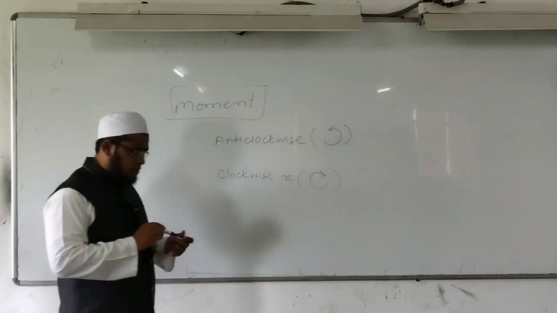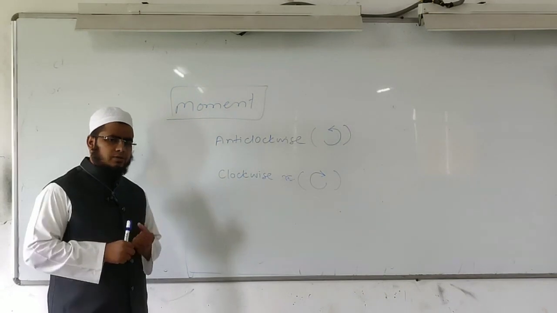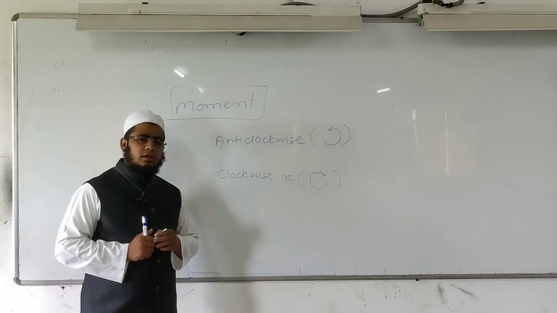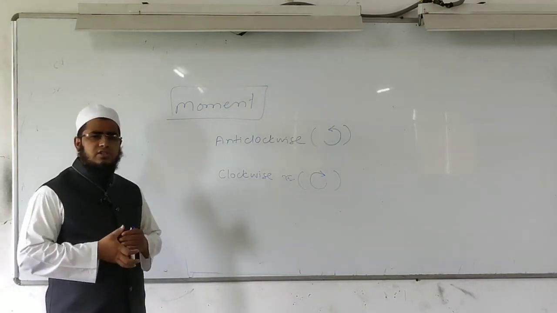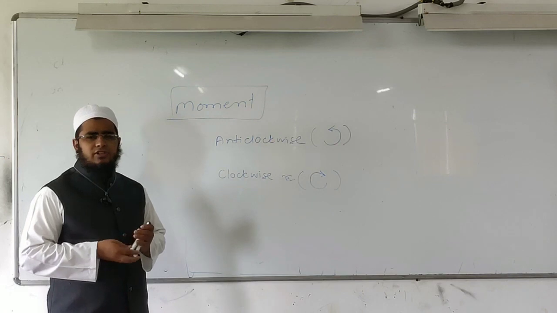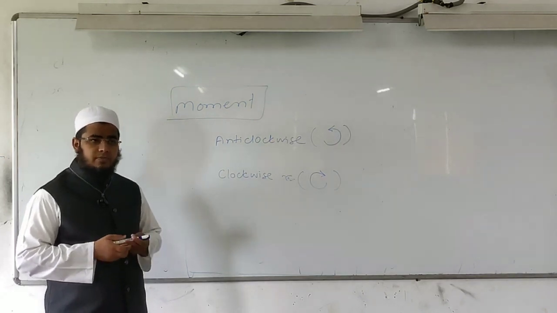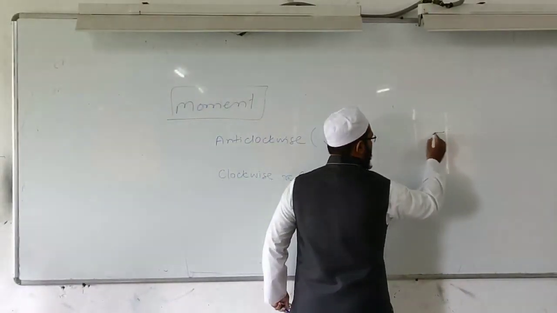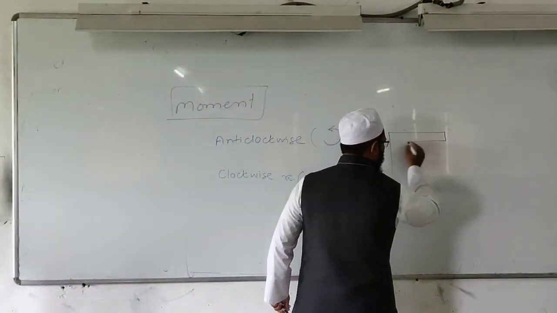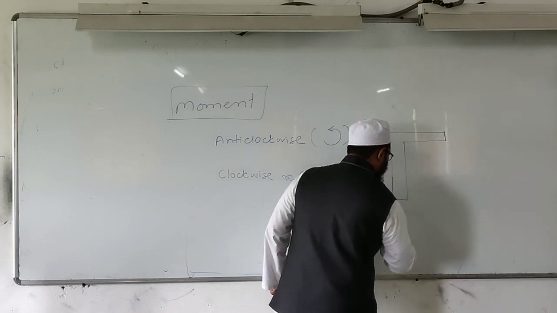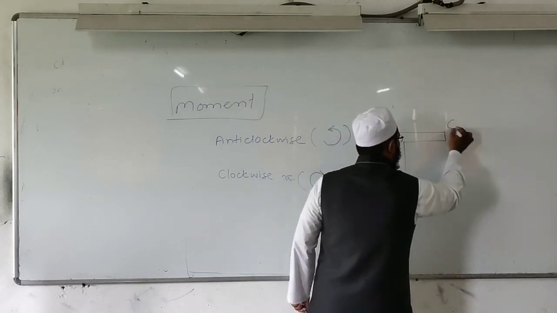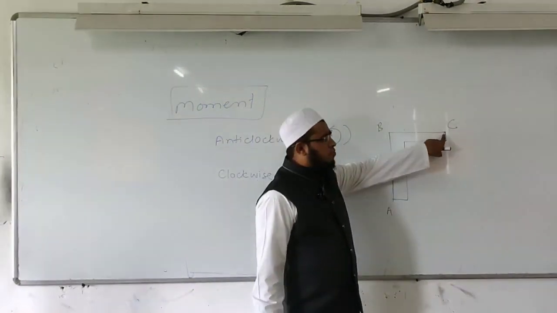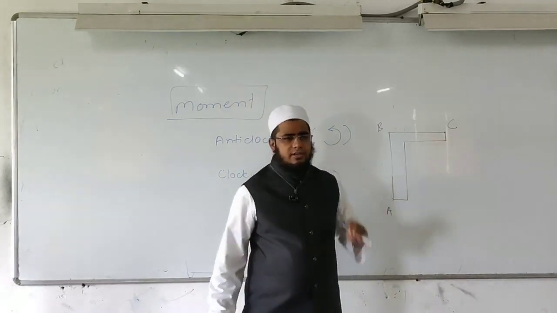What is the definition of the moment? How to find the moment? The moment is the product of force and the perpendicular distance of the line of action from the moment center. Then what is meant by moment center? The moment center is the point about which the body is trying to rotate. For example, bracket ABC. If you consider point C as the point of rotation, then this point C is the moment center.